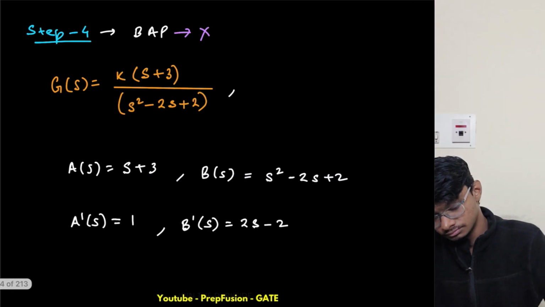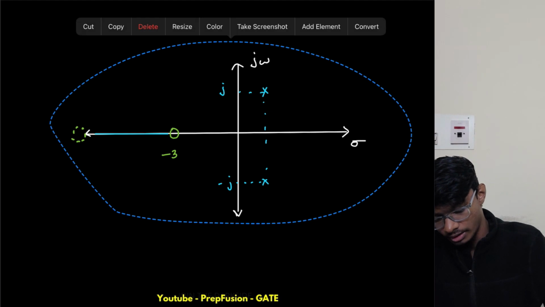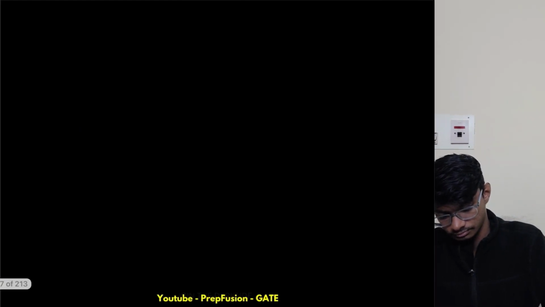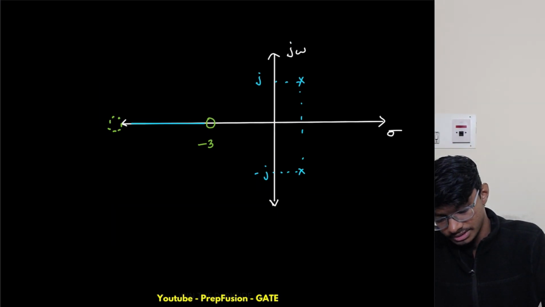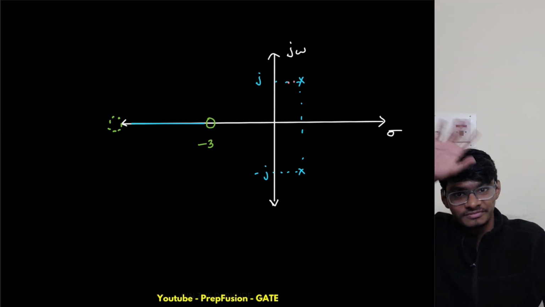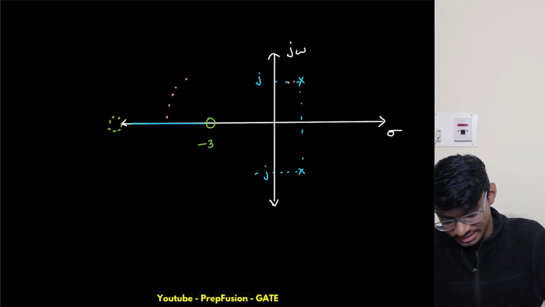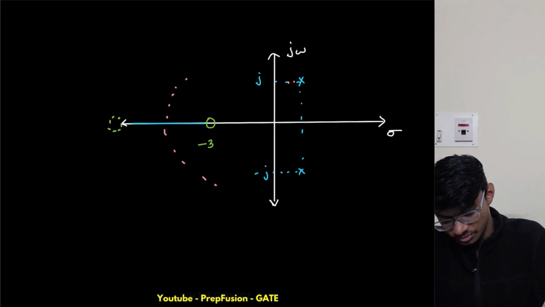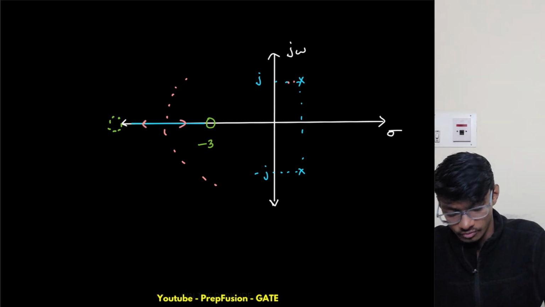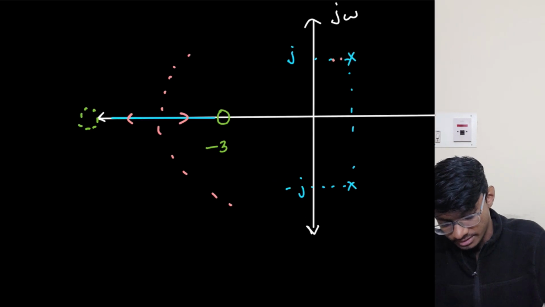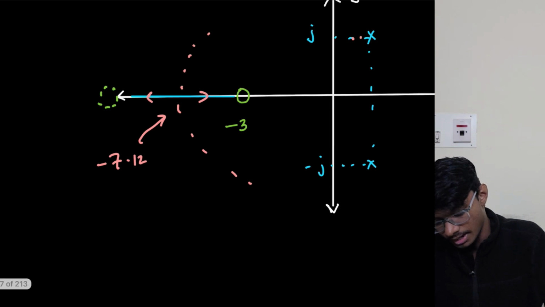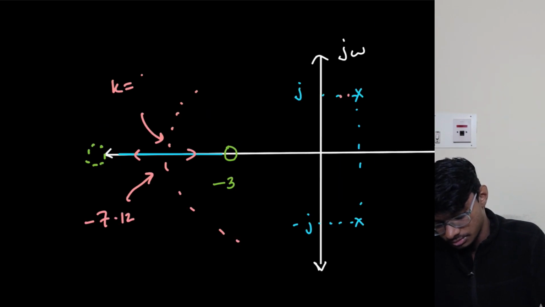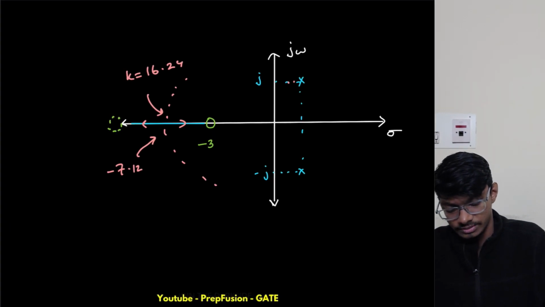So let me copy the previous one. Now I know the break-in points also. So what are my break-in points? Basically they will come something like this. Now I don't know the angle, but from somewhere they will come something like this and break into this loop. One branch will go over here, another branch will go over here, and terminate at k equals infinity. And what is this point? This point is minus 7.12 and k equals 16.24.